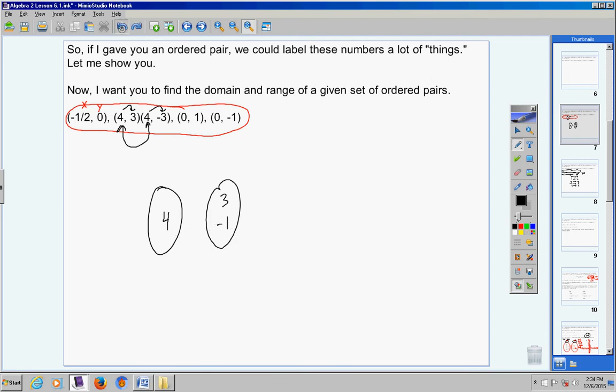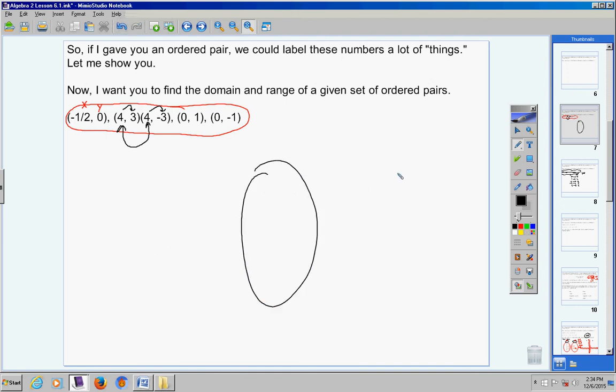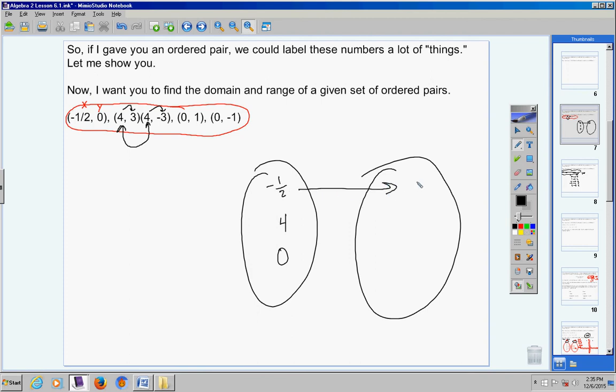Okay? Now, if you want to, you can do it the longer way. You can make a really big mapping diagram and do all of the numbers. List all of your x values. Negative 1/2, 4, 0, and then draw arrows to your y values. You can do that, okay? No problem. 4 gives you out a 3. 4 gives you out a negative 3. 0 gives you out a 1. 0 also gives you out a negative 1. Okay? So that's totally fine to do.